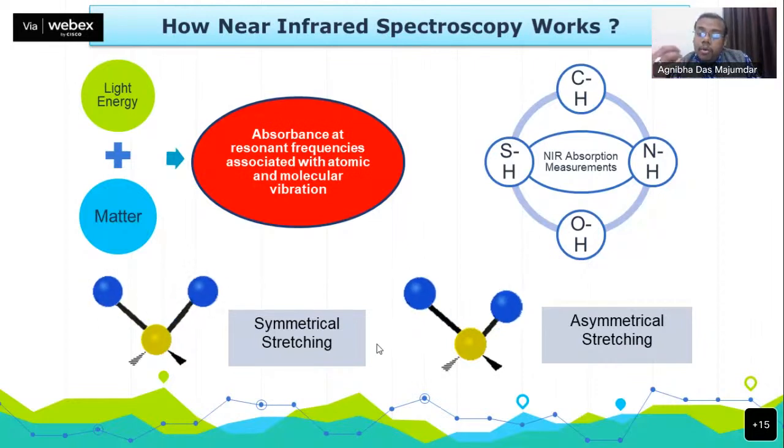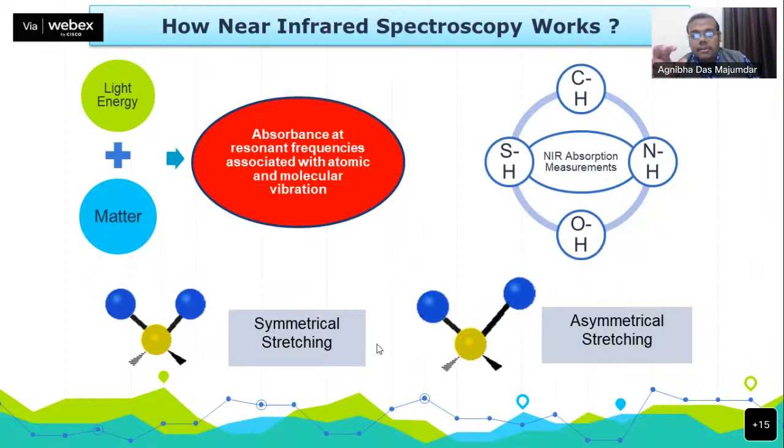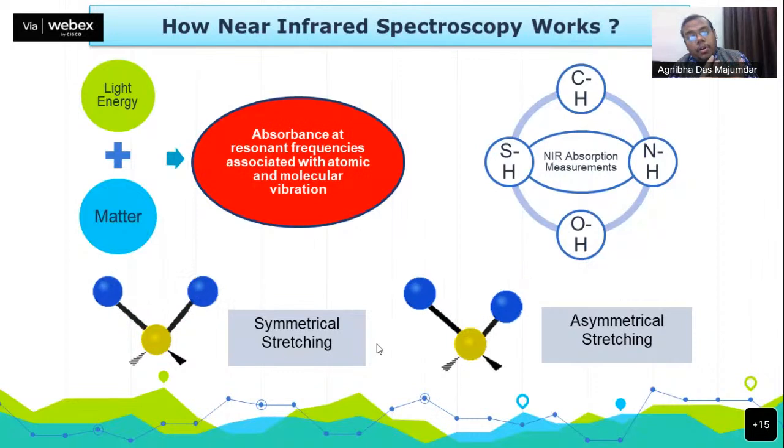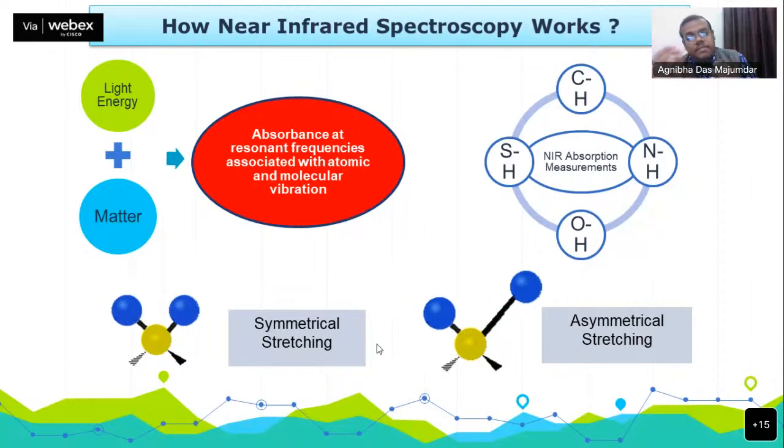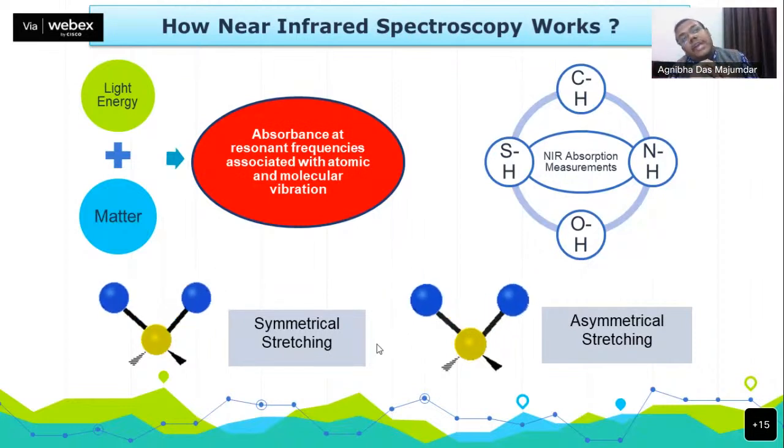Now what kind of molecules can absorb? There are some IR active molecules, some diatomic molecules like CH, SH, OH, NH. These are hydrogen bonds with carbon, sulfur, oxygen, and nitrogen. Those are the near infrared active molecules, which can absorb the radiations of the IR rays at a particular frequency. At that frequency, we can say those are the resonant frequencies.